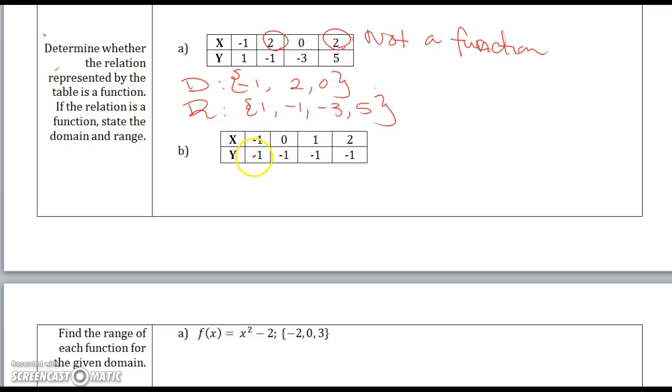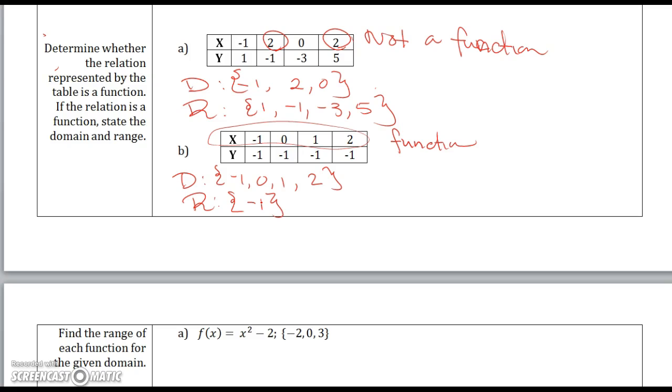Part B, -1 says -1, 0 says -1, 1 says -1, and 2 says -1. That's actually okay for me. So this is a function, because all of your x values are saying something different. Like -1 isn't saying -1, oh, but also a +1. What matters is the x values. You don't care. Y could be anything in the whole wide world, but the x values is when you have a problem. So your domain is -1, 0, 1, 2, and your range, very short for this one, is just -1, because they all say the same thing.